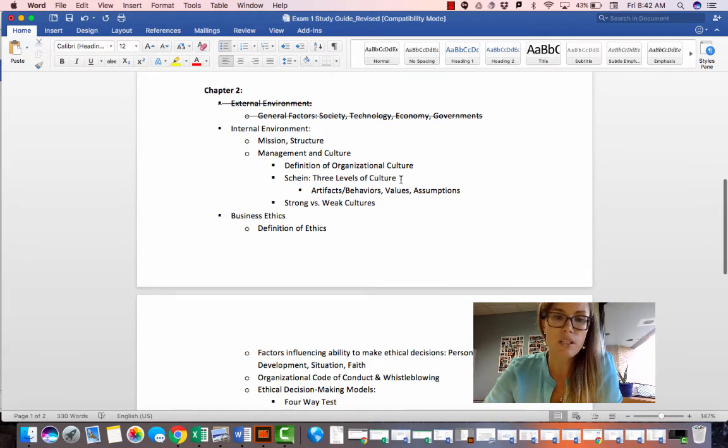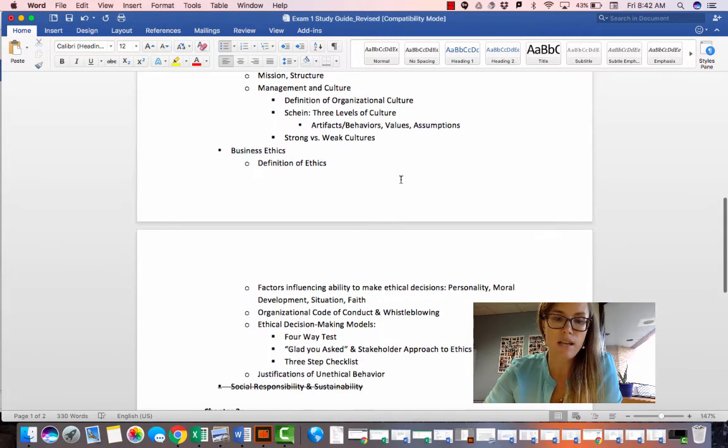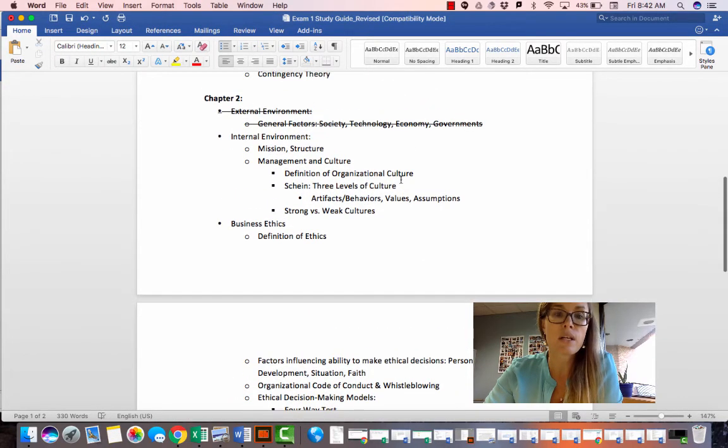Chapter 2 really is going to be mostly about culture and ethics. That's really all we got to. So chapter 2, understanding the difference, like what is the internal environment, the things we can impact. And then with the culture piece, knowing what culture is, the components of it, so the stories and the heroes, ceremonies, symbols, making sure you know what those are and examples of those would be great.